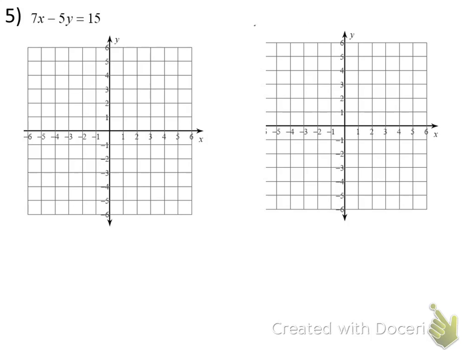Number 5. What's step 1 in your notes say? What does it say? Set y at 0. Okay, step 1, everyone, all together. Ready? Begin. Set y to 0. Okay, good. So you're going to write this equation out, but instead of y, you're going to write 0. So it's going to be 7x minus 5 times 0 is equal to 15.